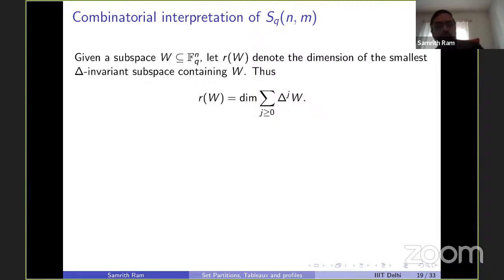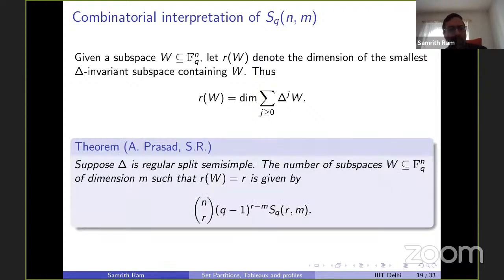So one can also use this to give a combinatorial interpretation of these Stirling numbers. If you are given any subspace W, let R_W denote the dimension of the smallest delta-invariant subspace which contains W. Therefore, it's simply the dimension of the sum of delta^j W as j varies. And it can be shown that when delta is regular split semisimple, the number of subspaces of dimension M such that R_W is any given R is in fact given by n choose R times (q-1)^(R-M) times S_q(R, M).